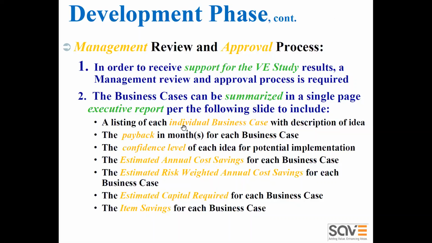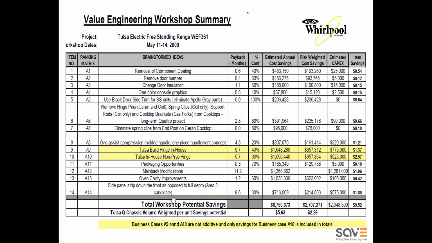So here, listing the business case with respect to the confidence level, payback, all these are very much essential, where you will cover everything in the business case. This is the value engineering workshop summary of the Whirlpool company, where they did the project in the year 2009. The project name is Ultra Electric Free Standing Range. It's the code of the particular project.